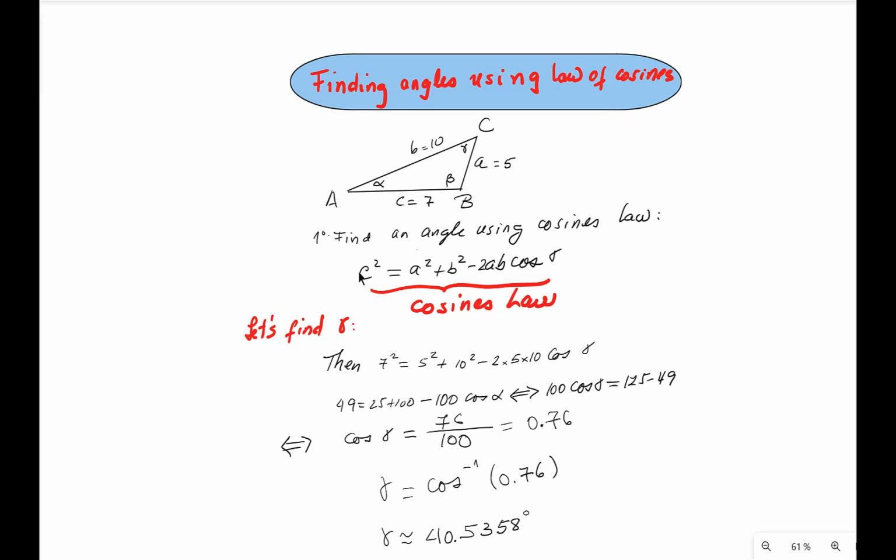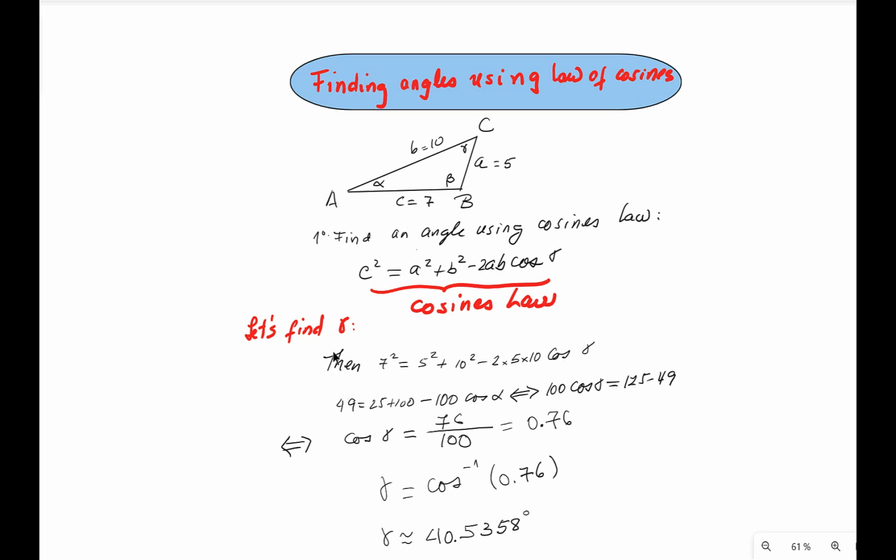The square of any side is the sum of the squares of the other sides minus twice the product of the sides. This side is opposite to the angle that we are going to find. If you use gamma, c squared is the square of 7. If you use alpha, this is the square that comes here, and those are the sides that come here. You have to practice this law of cosines.